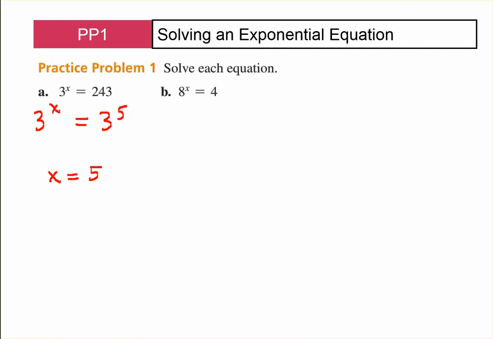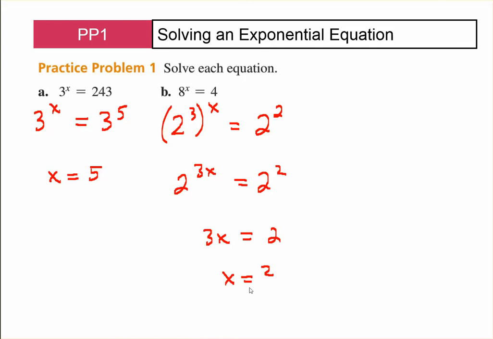Done. This one should be a base of 2, so this is 2 to the 3rd, still to the x power, and this is 2 squared. So when you do this, this becomes 3x as the exponent. The bases drop off, and you get 3x equals 2 divided by 3, and there's your 2/3. The easy stuff, of course.